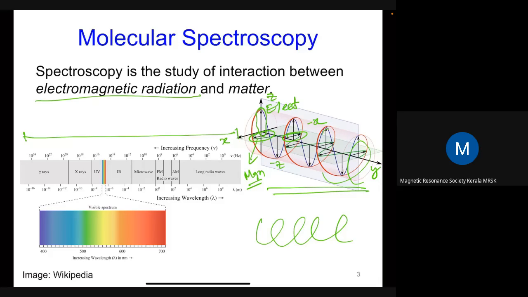So basically, the higher the energy that ends up being used for this electromagnetic radiation, it ends up disturbing different energy levels that are present in the molecule. And on top of it, it could also end up being a little invasive, meaning that it could end up disturbing the molecule to an extent where it doesn't remain what it was when you started it.